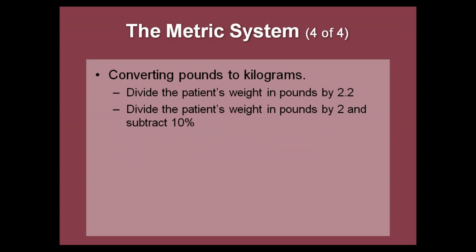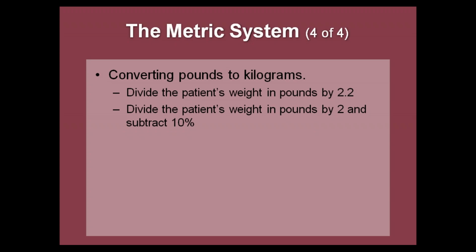Perfect. Converting pounds to kilograms. This is actually important because most of our patients, when we ask them how much they weigh, are going to tell us in pounds. We have to convert that over to kilograms because when we use weight-based medications, we have to know the kilograms. A simple way of doing this is dividing the patient's weight by 2.2, or dividing by 2 and then subtracting 10%. So a patient who weighs 220 pounds is 100 kilos.